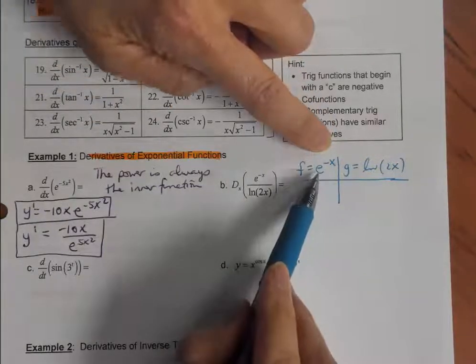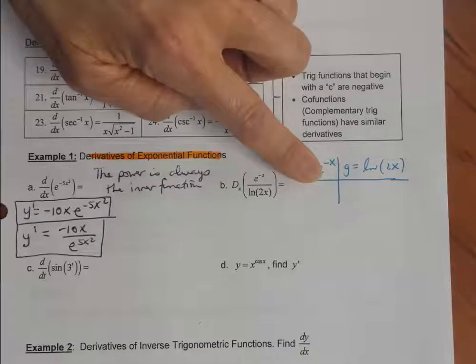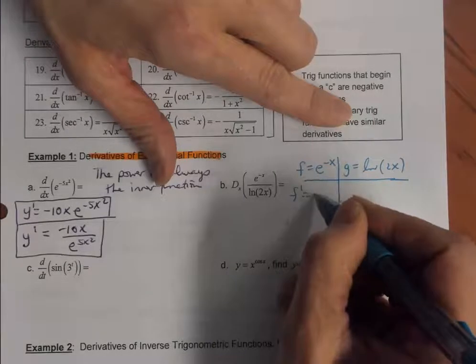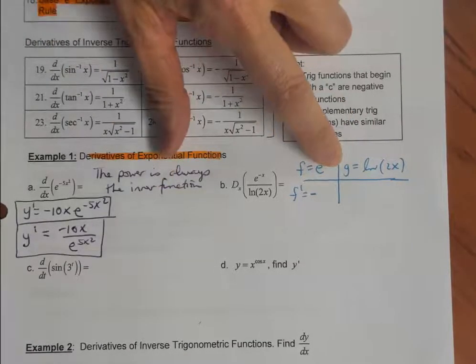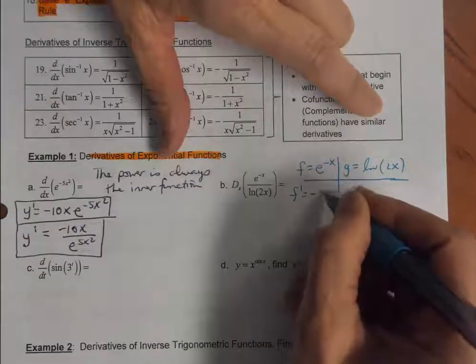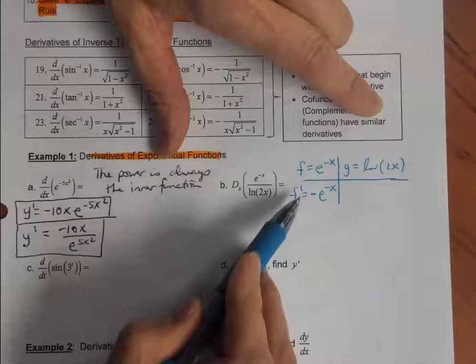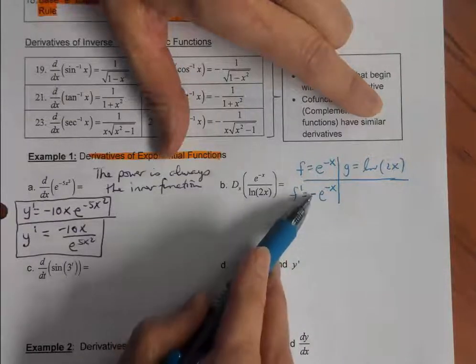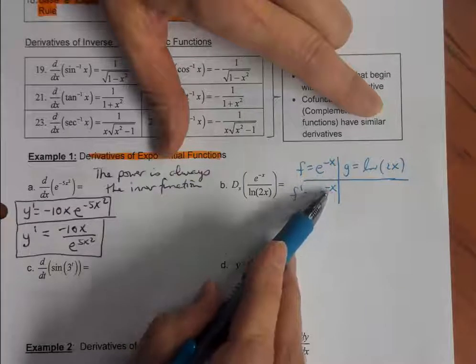Then e to the negative x is a composition function, which means the power is the inner function. What's that derivative? Negative 1. So f prime is equal to a negative, and then what's the derivative of e to something? It'll be e raised to the negative x. So the derivative of e to the negative x is negative e to the negative x. The negative here is the same thing as having a negative 1, times e raised to the negative x.